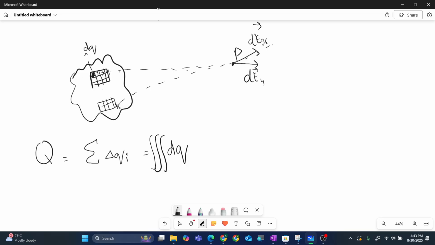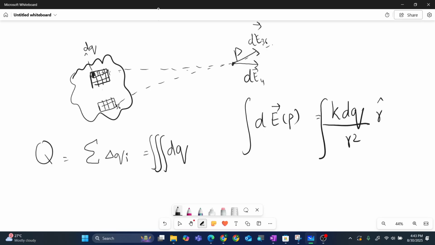Now, let's calculate the electric field at the point P. I have dEP, which is the small part of the electric field, which is equal to K dQ over R square R unit vector. And I'm going to integrate on both sides to get the total electric field at P. And I get this formula, K dQ over R square R unit vector.